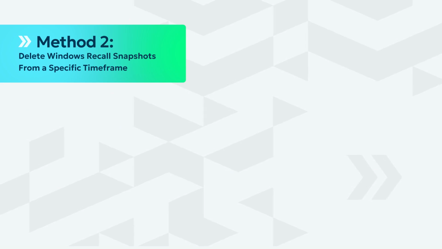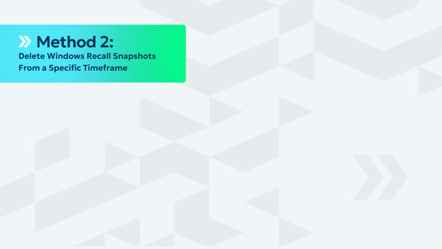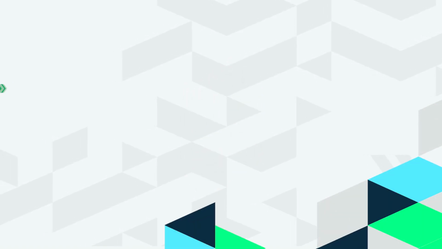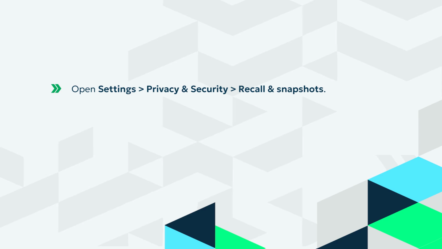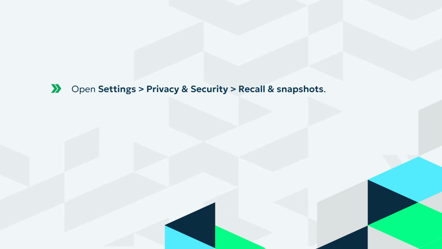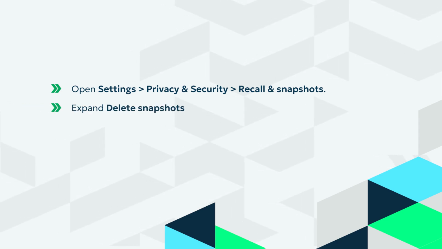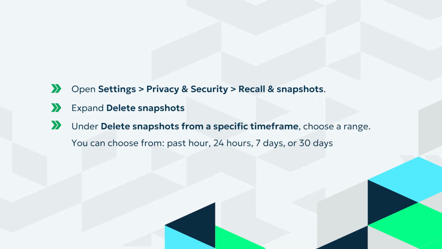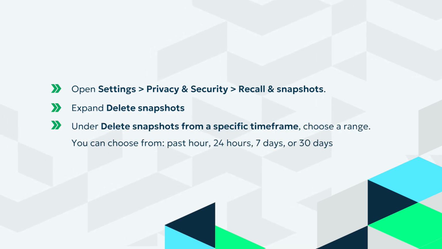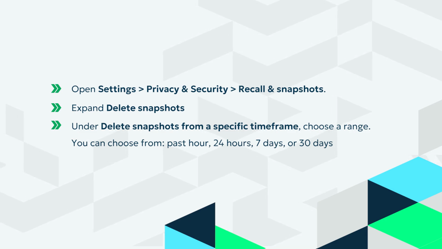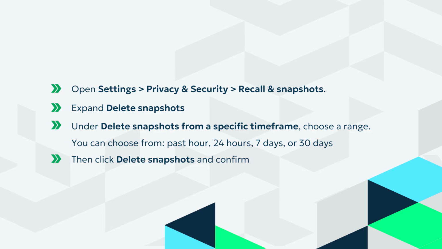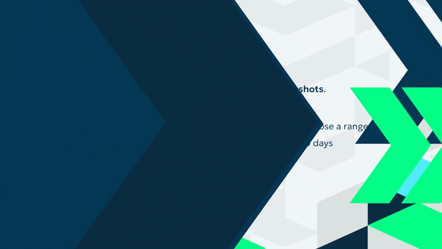Method 2. Delete Windows Recall snapshots from a specific time frame. This method lets users delete specific snapshots while keeping the rest of their Recall history intact. Open Settings, Privacy and Security, Recall and Snapshots. Expand Delete Snapshots. Under Delete Snapshots from a specific time frame, choose a range. You can choose from past hour, 24 hours, 7 days, or 30 days. Then click Delete Snapshots and confirm.